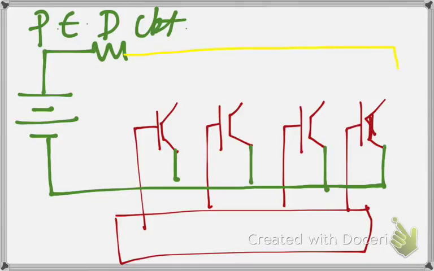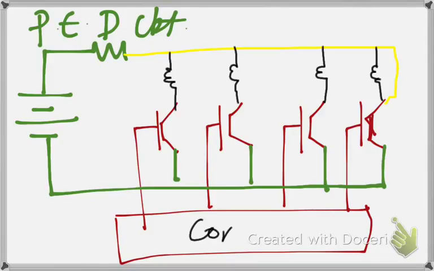Now, as you all know, the windings of a stepper motor have inductance, so let us draw the inductances of the stepper motor windings. There we go. And this is the controller. So now, what do you know about inductance? You know that an inductance has the property of storing current.